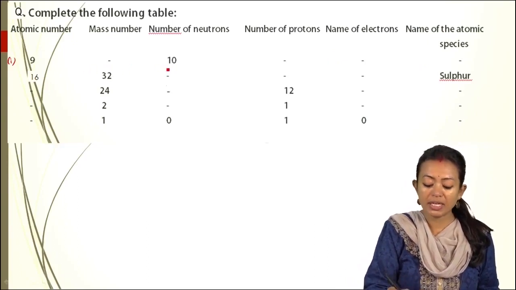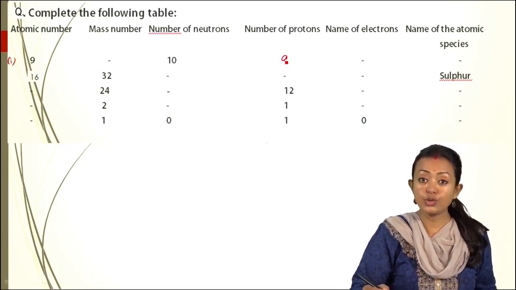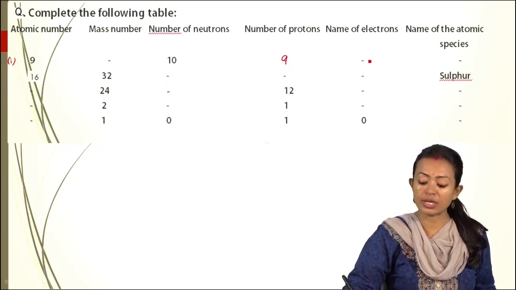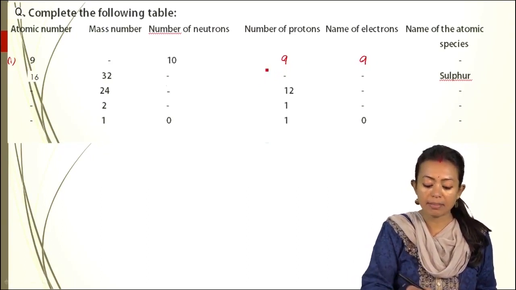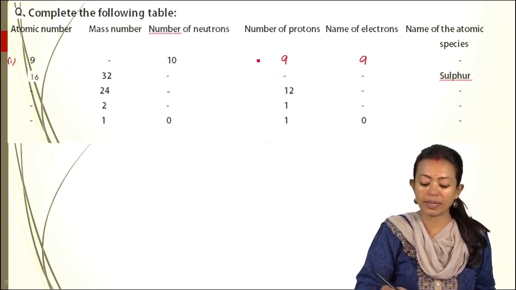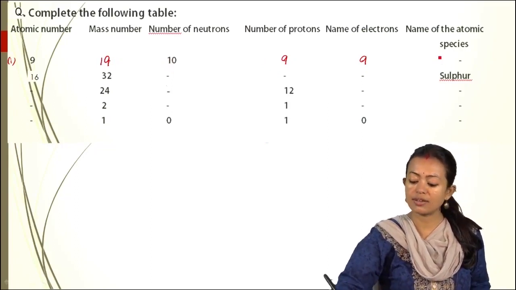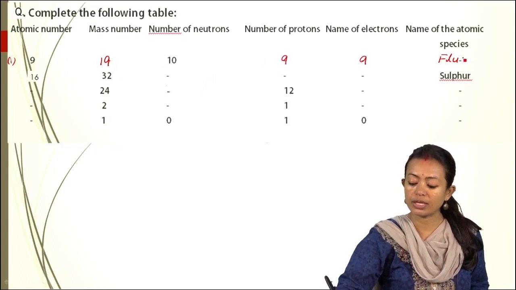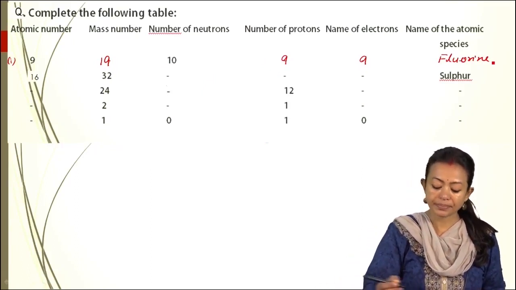So if atomic number is 9, that is the number of protons. So the number of protons here would be 9. In a neutral atom, we know that the number of electrons and protons are the same, so it is also going to be 9. So what would be the mass number? The mass number is going to be the number of protons plus the number of neutrons, which is going to be 19. So this signifies fluorine. So the atomic species is fluorine.